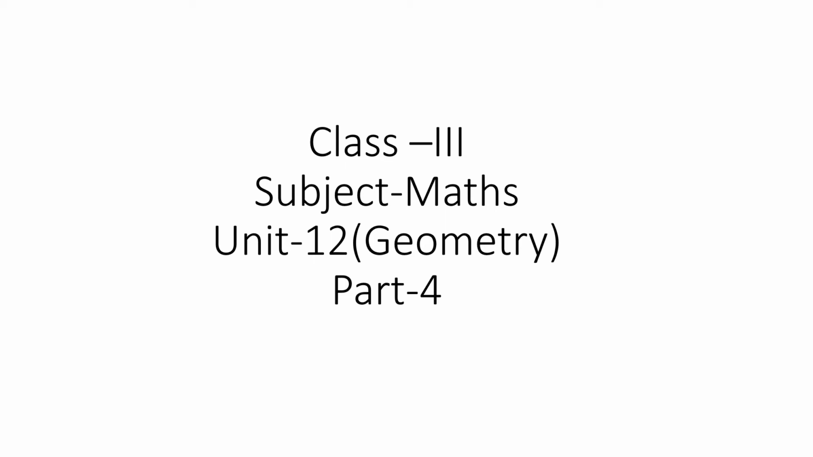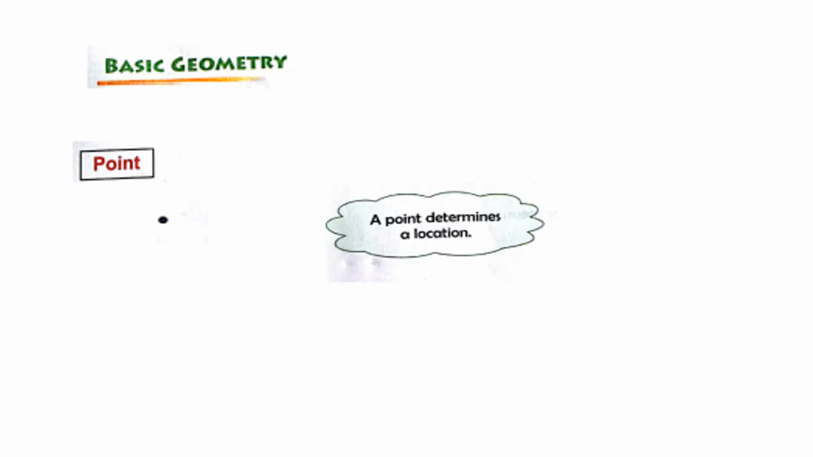Today we will continue unit 12, basic geometry. First is point. Let's make a dot on a paper with a sharp pencil. This dot gives you an idea of a point. A point determines the location.